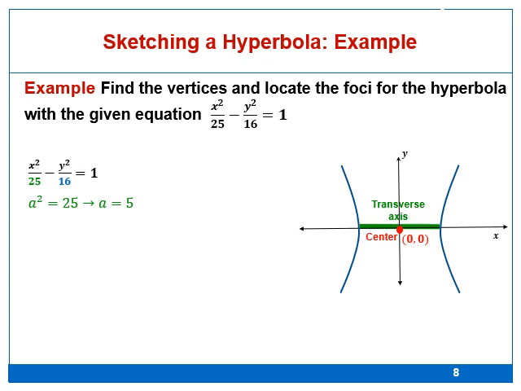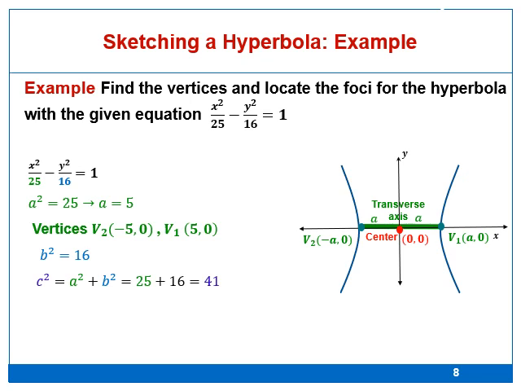The vertices are a units from the center, and on this horizontal line, so their coordinates will be a, 0 and negative a, 0, which are 5, 0 and negative 5, 0. To locate the foci of this hyperbola, we need to calculate c. b squared is the number in the denominator of y squared. c squared is equal to a squared plus b squared, so c squared will be 41, giving c equal to the square root of 41.